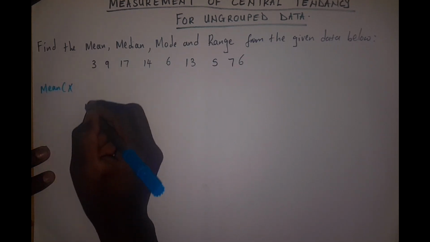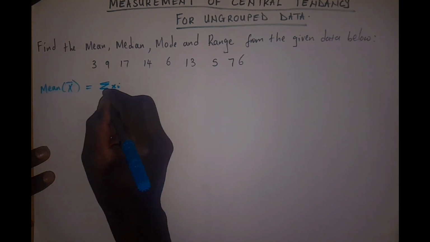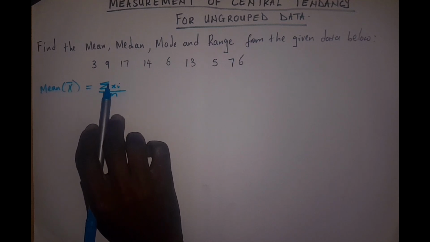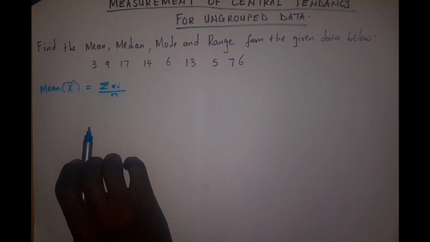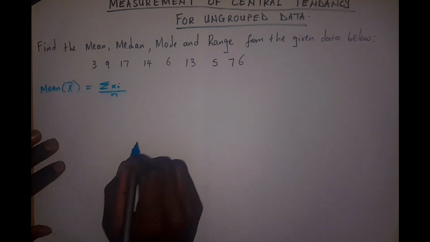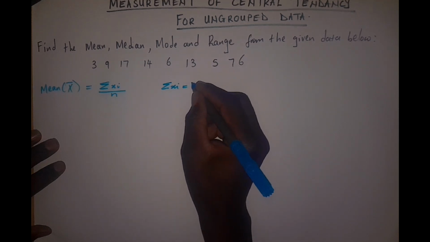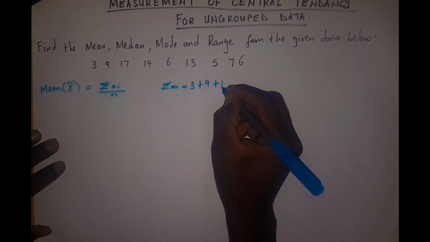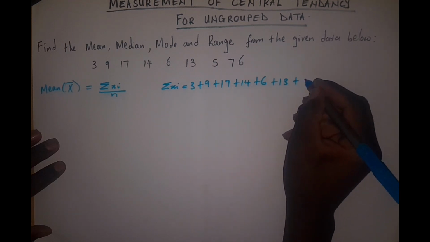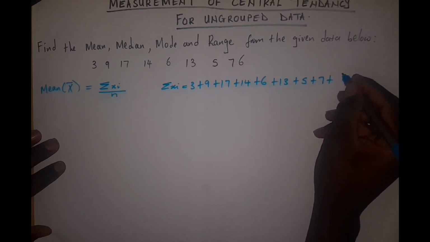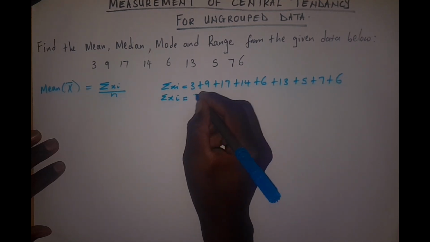The mean, which is represented by the letter X bar, is equal to the summation of all observations over the total number of observations. So here, the summation of all observations is equal to 3 plus 9 plus 17 plus 14 plus 6 plus 13 plus 5 plus 7 plus 6. It equals 70.